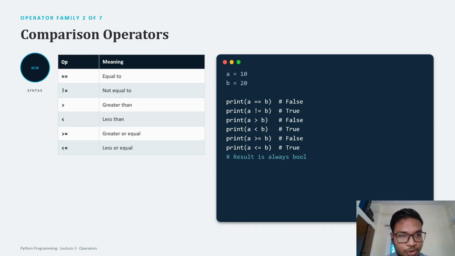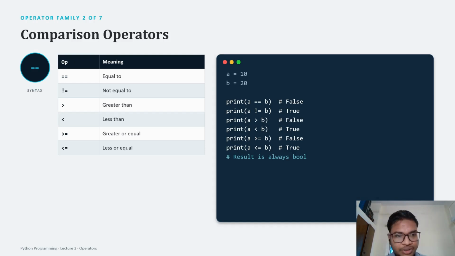What do we mean by comparison operator? A comparison operator compares values and gives us a bool value. The result is always a bool. Bool means true and false, a boolean value. We have six types of comparison operators: double equal to, which is equal to comparison, not equal to, greater than, less than, greater than or equal to, and less than or equal to. These are all our comparison operators, and we have to perform some tasks based on them.